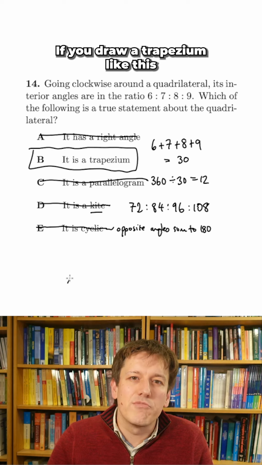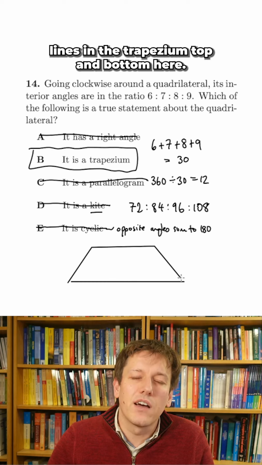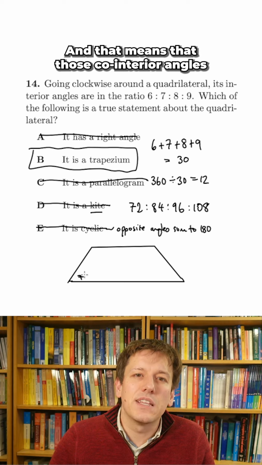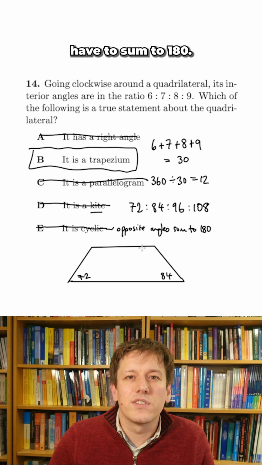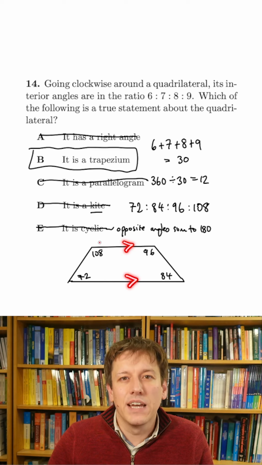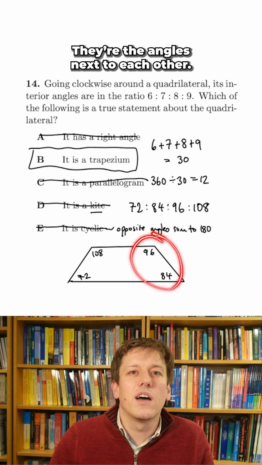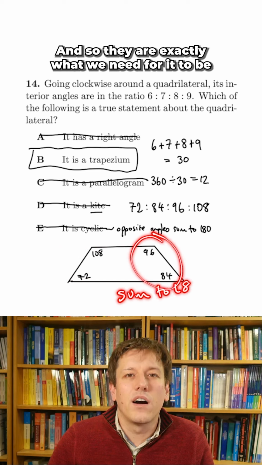If you draw a trapezium like this and label the angles, then we have the two parallel lines in the trapezium top and bottom here, and that means that those co-interior angles have to sum to 180. So we've got 72 and 108 adding to 180, and 84 and 96 adding to 180. They're the angles next to each other, and so they are exactly what we need for it to be a trapezium.